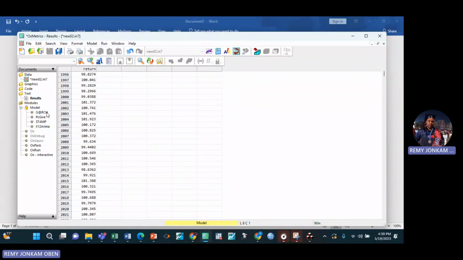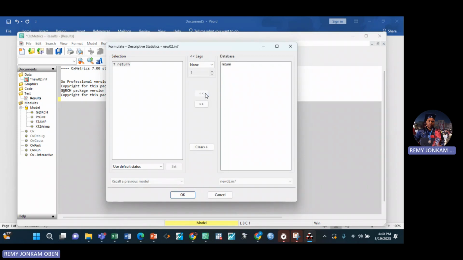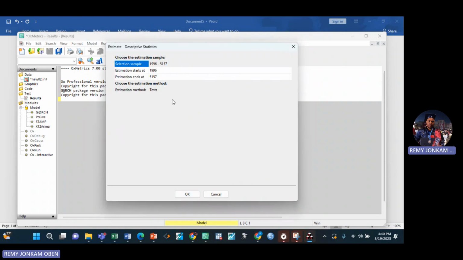Why is it not coming? Just let me check. Now this is my return series. Click on it and shift it to the left hand side. Then just click OK. Don't change anything here.